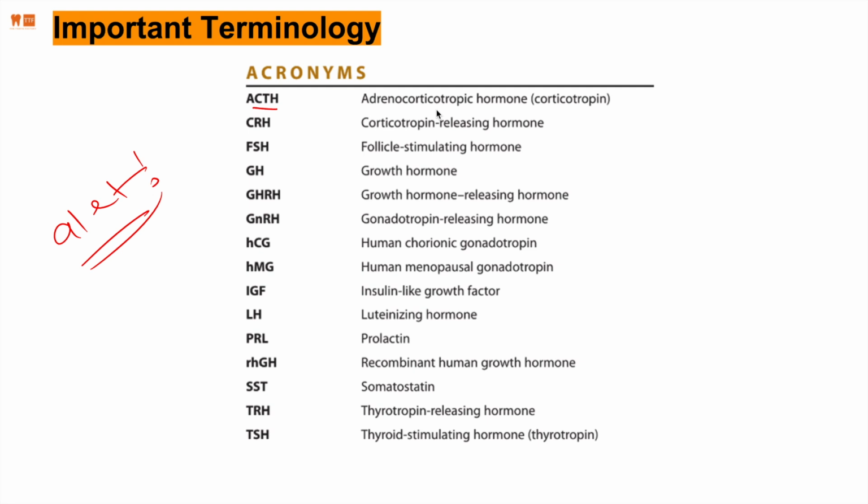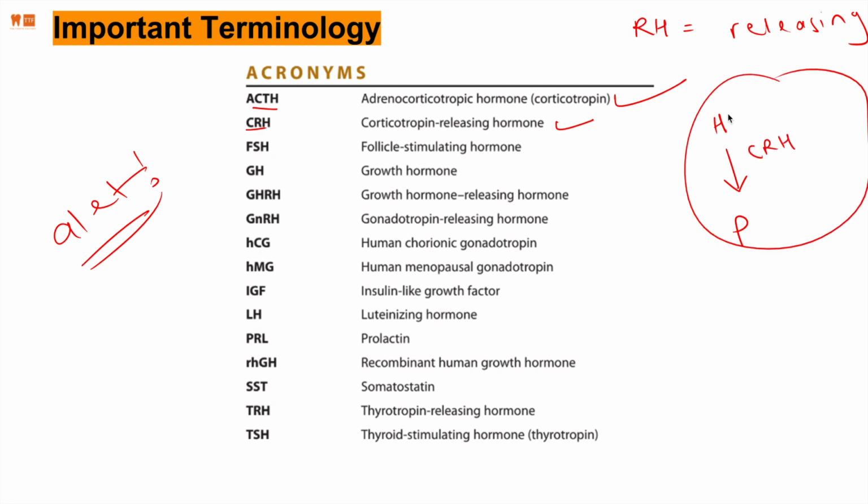ACTH, adrenocorticotropic hormone, corticotropin. CRH, corticotropin releasing hormone. Okay, now I'm going to stop right here and make one thing clear: whenever there is an RH, that is a releasing hormone, that hormone is solely there from hypothalamus to pituitary. That's all there is right here, CRH. It will be nowhere else to be found.